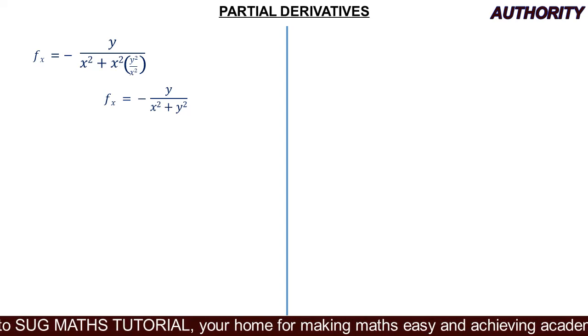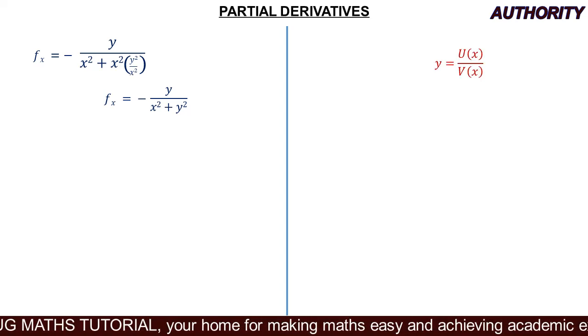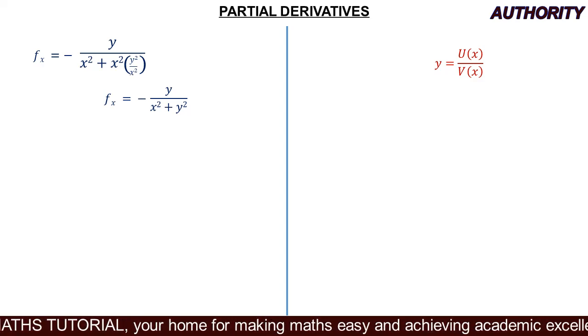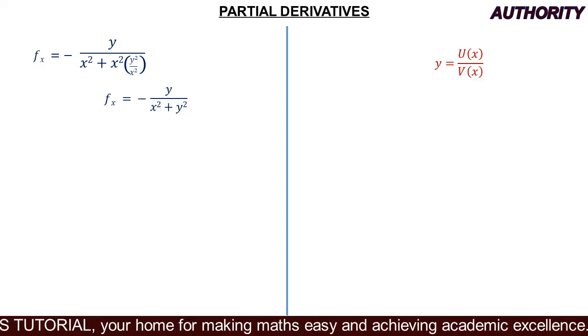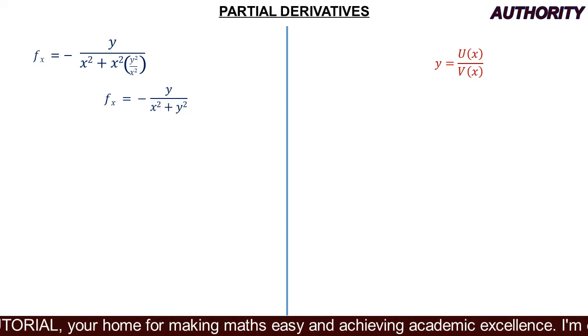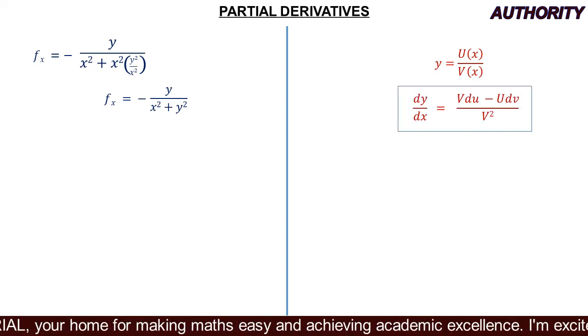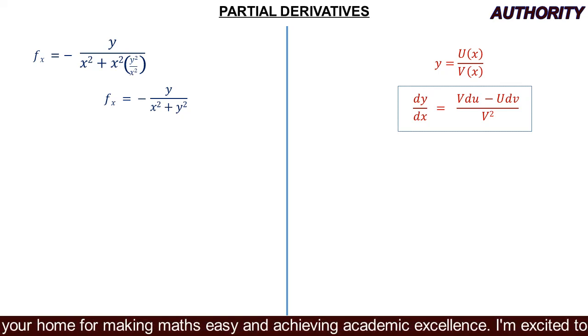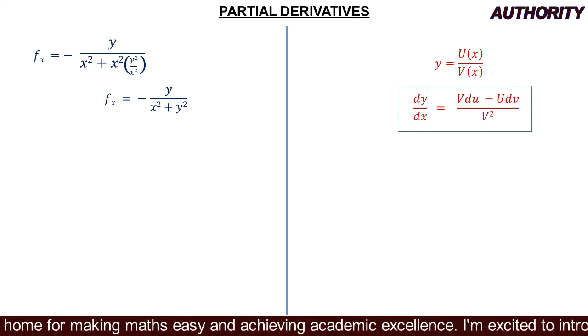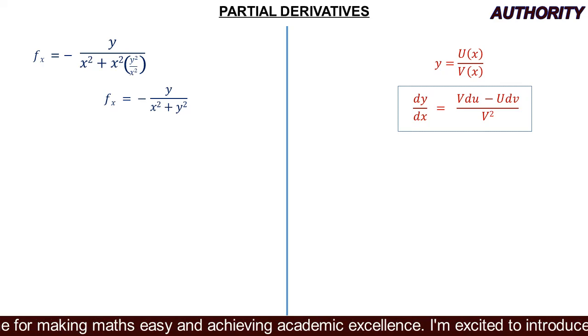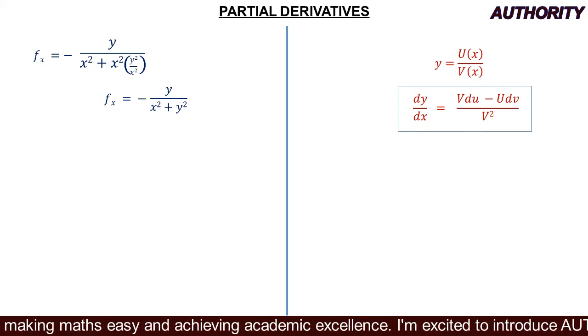Let's take a look at this. Maybe you have y is equal to u of x all over v of x. So for you to differentiate this using the quotient rule, we're going to have that dy dx is equal to v du minus u dv all over v squared, right? Good. Now let's apply it here.